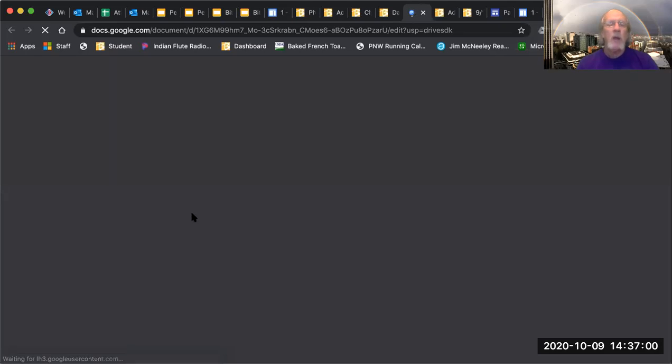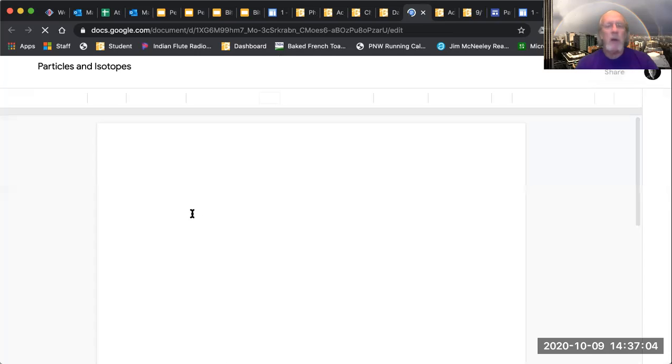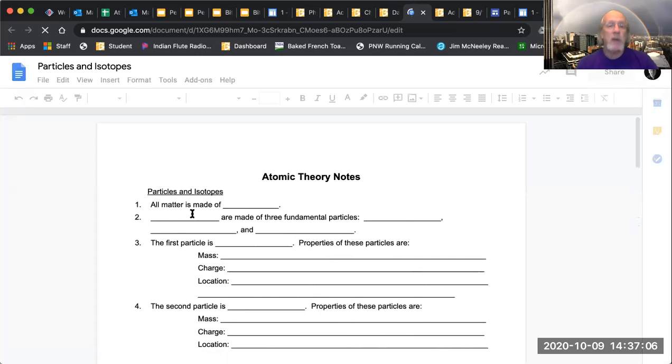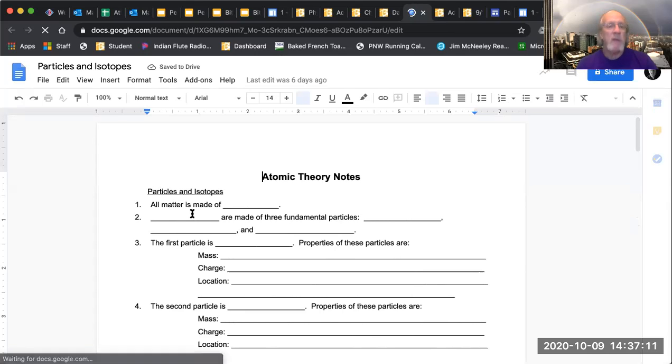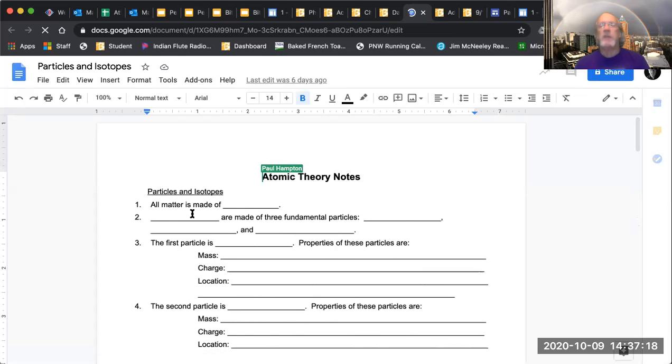All right. So all matter is made up of particles. And the most fundamental particle that we have are atoms. They are the smallest indivisible particles that still have the characteristics of that particular substance. So let's go back and look at this. From last time, we know that all matter is made of atoms, okay?